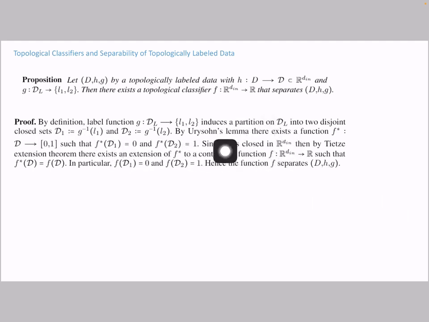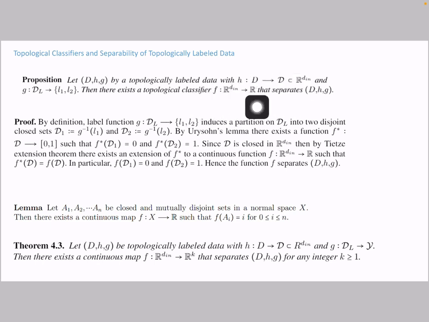And since D is closed, being a compact set of R^dn, then by Urysohn's lemma again, we can extend this continuous function to the entire space R^dn. I'm going to denote this function by f. And this f in particular coincides with the function f star on the set D. So in particular, this function sends D1 to 0 and D2 to 1. And hence this function separates the data.